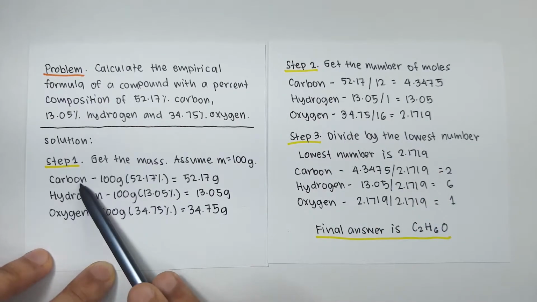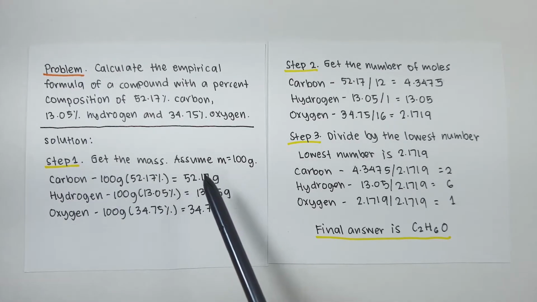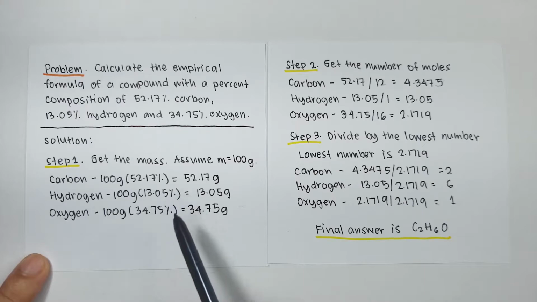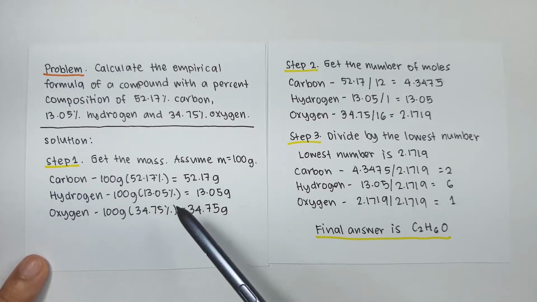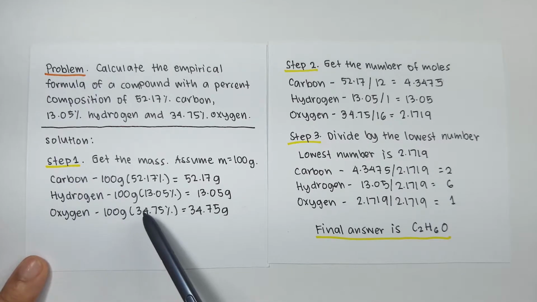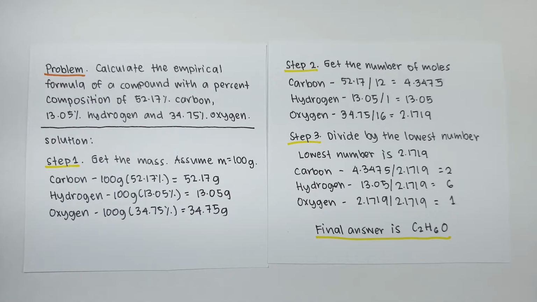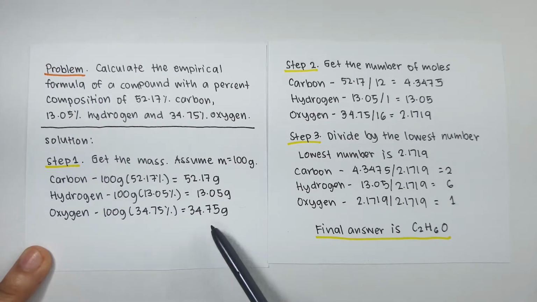For carbon, you have 100 grams times 52.17%, that is 52.17 grams. For hydrogen, you have 100 grams times 13.05%, that is 13.05 grams. For oxygen, you have 100 grams times 34.75%, that is 34.75 grams. So, ang reason kung bakit 100 grams yung assumed mass natin ay para mas madali. Kung ilan yung percent composition, yun na din yung mass.